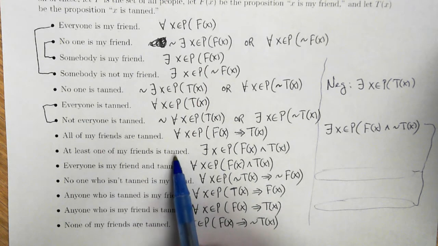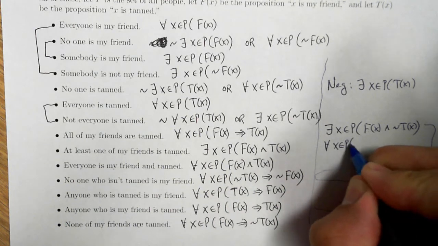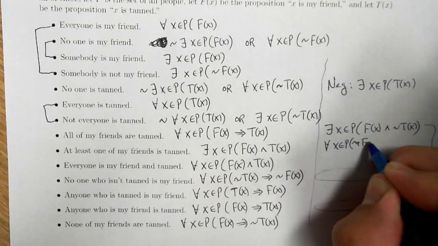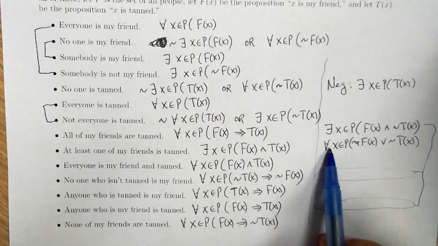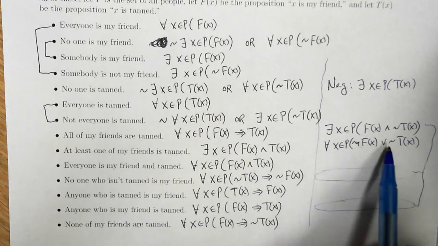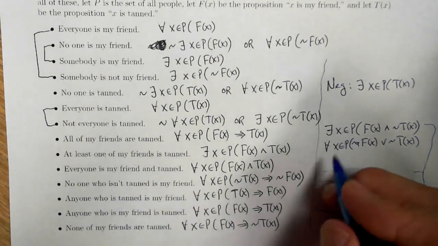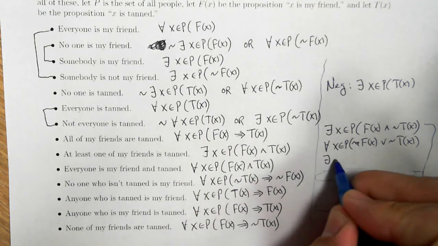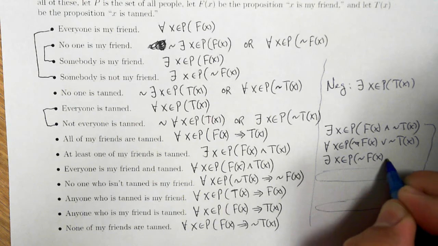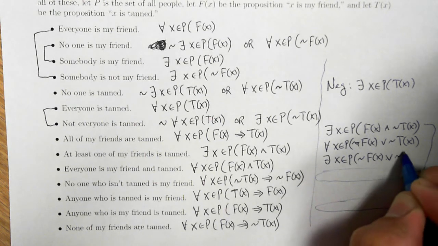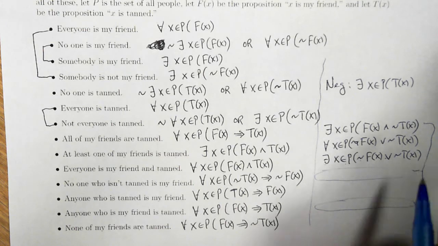At least one of my friends is tanned. So if I take the negation, that'd be for all x in P, not f of x, or not t of x. So everybody is either not my friend or is not tanned. Everyone is my friend and tanned, so take a negation, that'd be there exists an x in P such that not f of x or not t of x. There is somebody who is either not my friend or maybe not tanned.